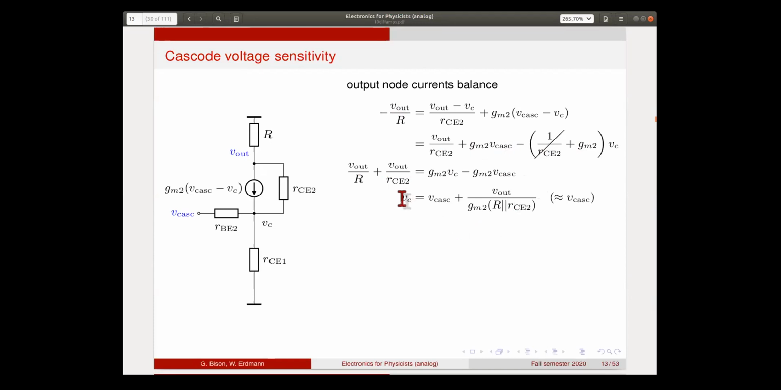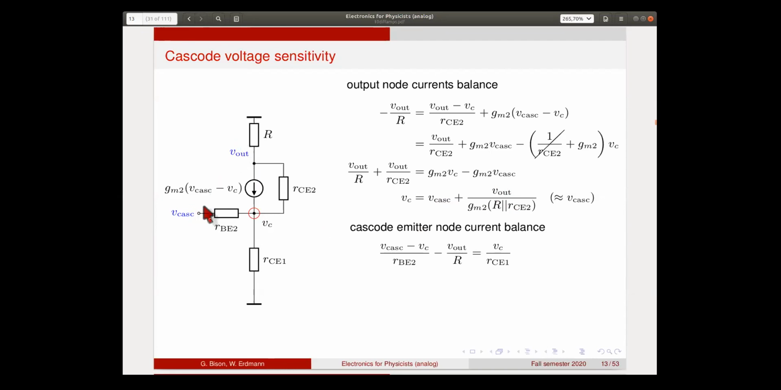So the first thing we see here is that the collector voltage here is given by the cascode voltage plus this correction, which depends on V out. And since GM is a large number, this is a very small correction. So this is what we've already said before. Now we confirmed that in the small signal picture, this node here basically follows the cascode with only a very, very, very tiny correction.